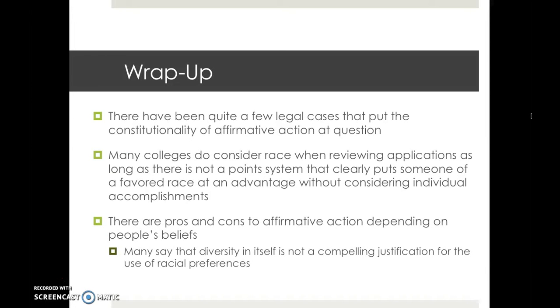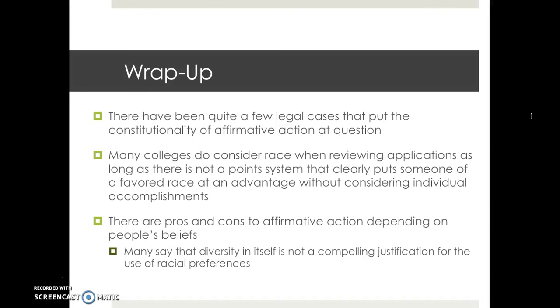So to wrap up my presentation and what I discussed, there have been quite a few legal cases that put the constitutionality of affirmative action in question, which we have seen. Many colleges do consider race when reviewing applications as long as there is not a point system that clearly puts someone of a favored race at an advantage without considering individual accomplishments, which we also saw. We also discussed that there are pros and cons to affirmative action depending on people's beliefs. And it has been shown that many say that diversity in itself is not a compelling justification for the use of racial preferences.